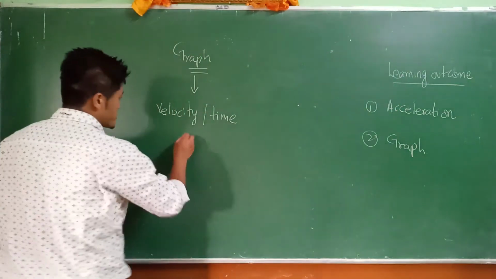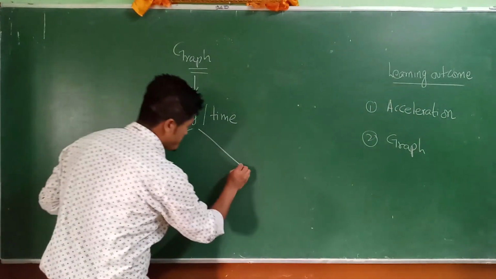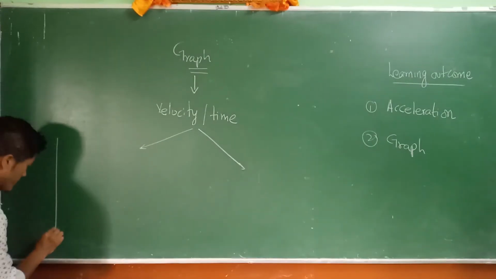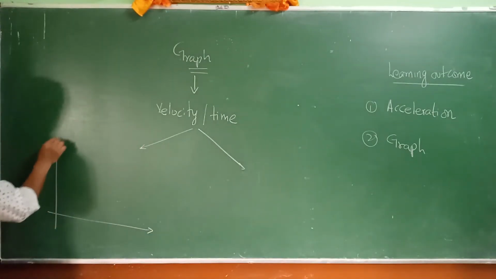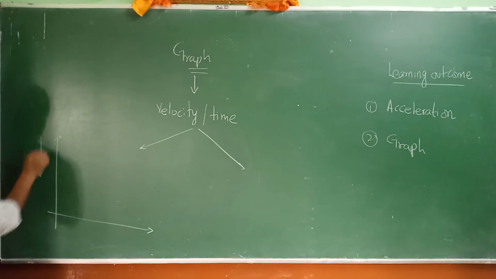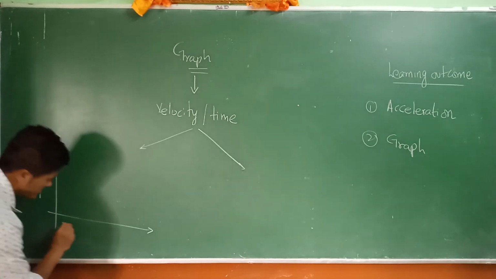So here there are two kinds of graphs which we can draw. So graph number one, and we'll write it this way. This is the velocity. This is the time.